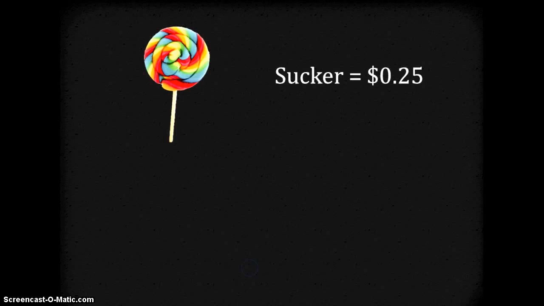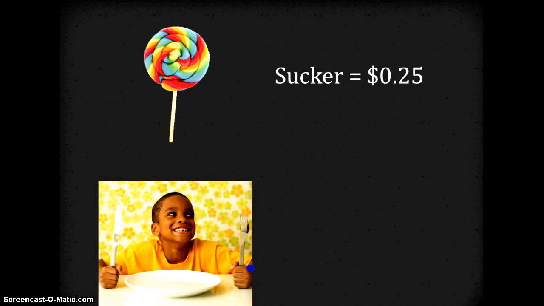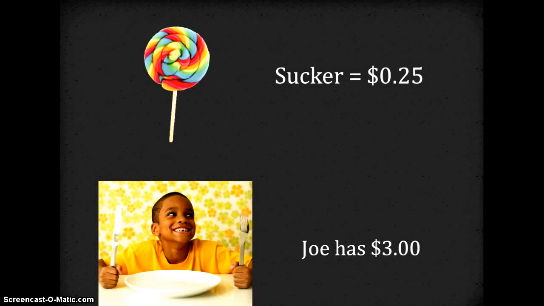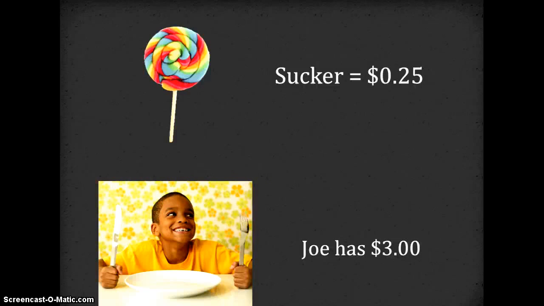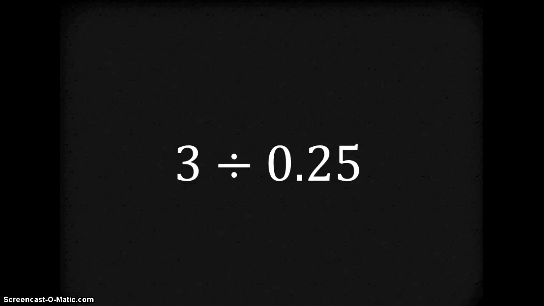So here's what we know. Each sucker costs 25 cents, and Joe has $3. We now need to figure out how many quarters Joe can trade his $3 in for. After we find that out, we will know how many suckers Joe can buy, since each sucker is 25 cents, and that's what each quarter is worth. So let's set it up. In order to solve this problem, we need to divide $3 by 25 cents.